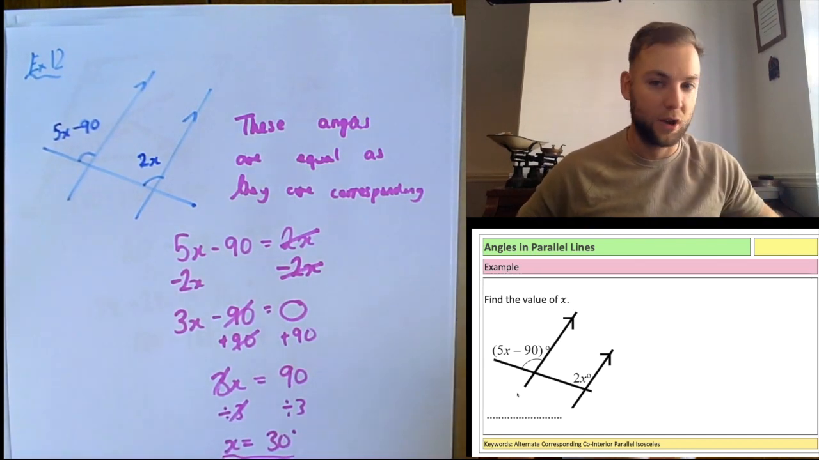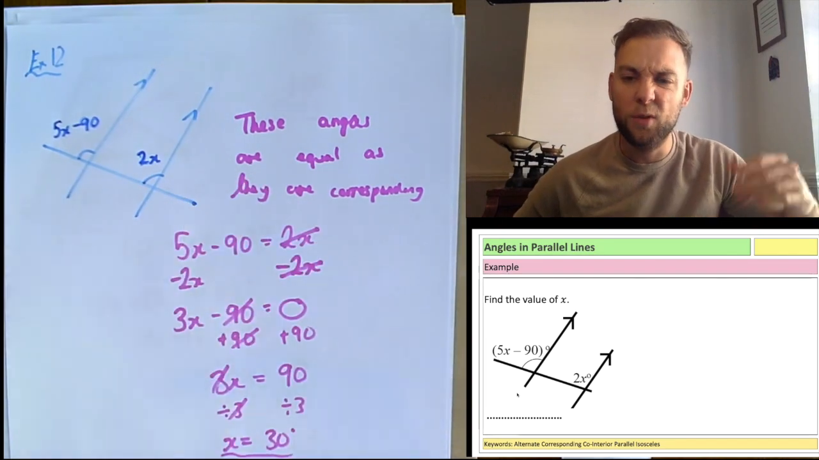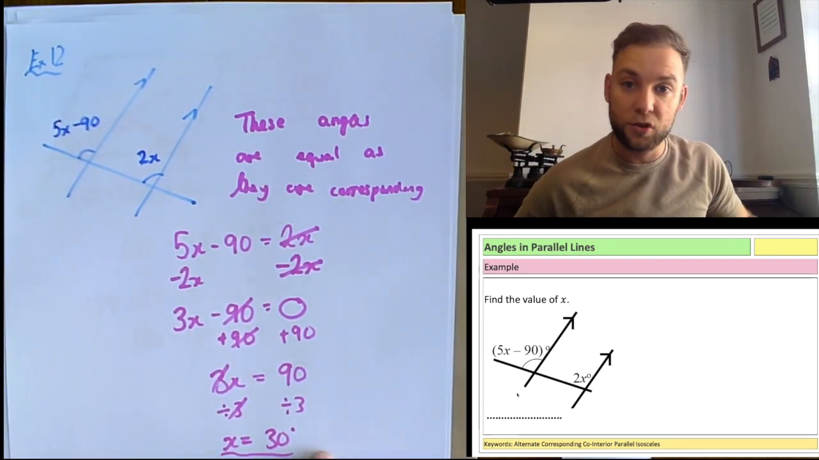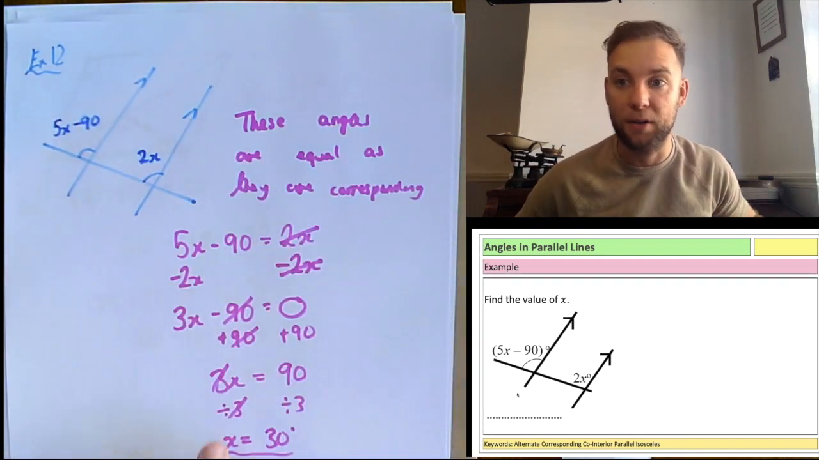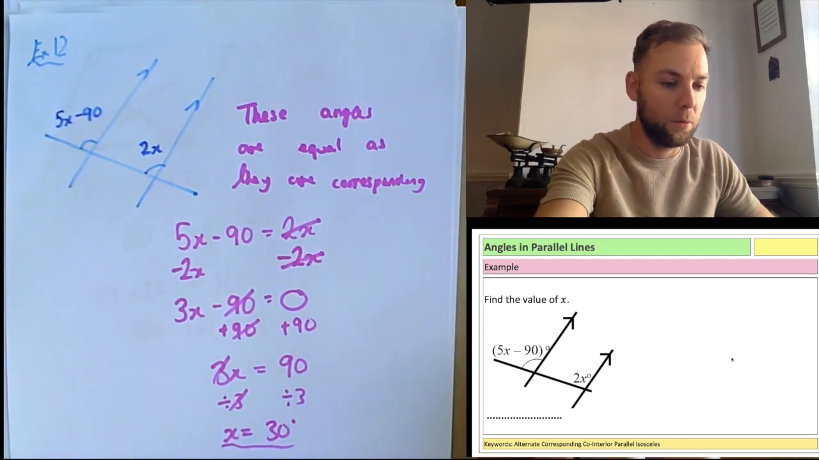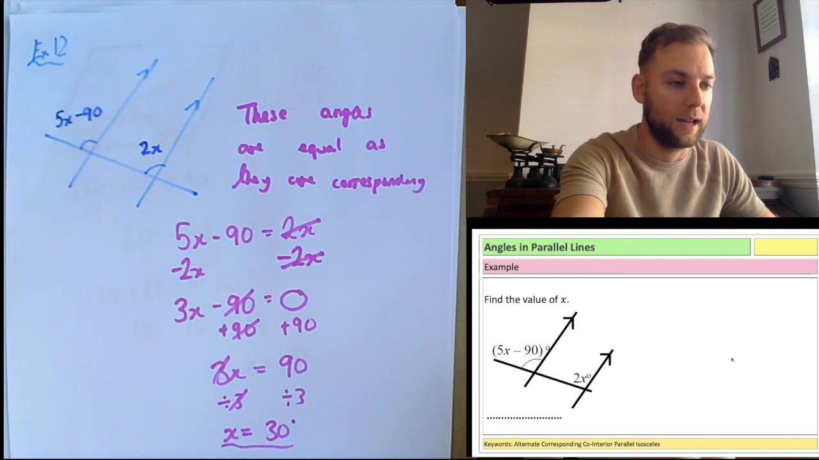Brilliant. So, that was a little bit trickier because we've got an extra added element to that. So, if you do want to go back and have a look at solving equations with unknowns on both sides, do have a look at that one first. So, let's move on now.